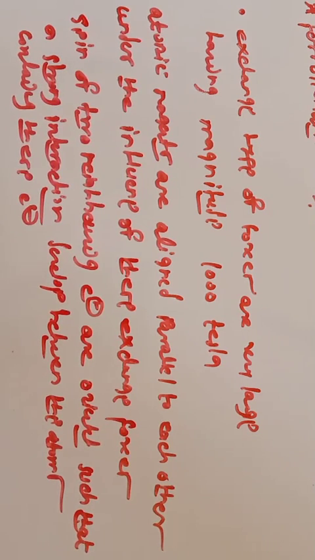In the next lecture, we will discuss the remaining points, that is spontaneous magnetization, Curie temperature, and ferrimagnetism and antiferromagnetism. So this is all about ferromagnetic material. In the next lecture, we will discuss ferrimagnetism and antiferromagnetism.